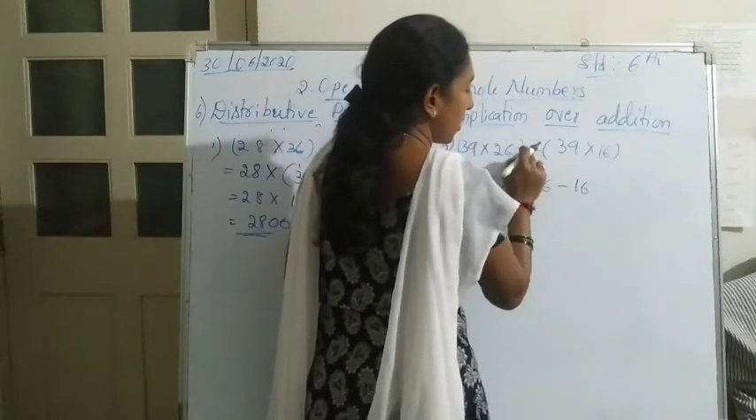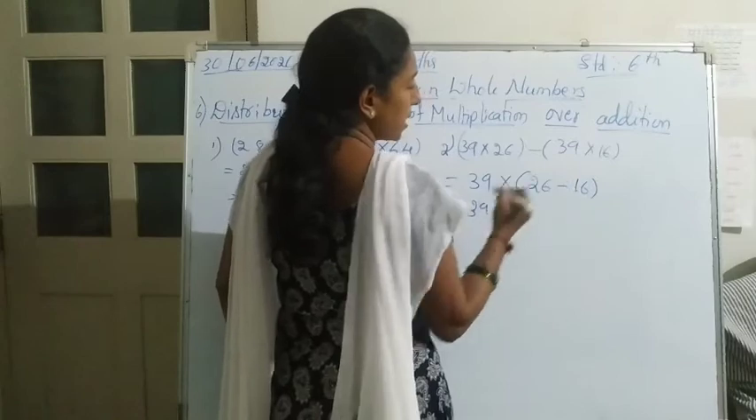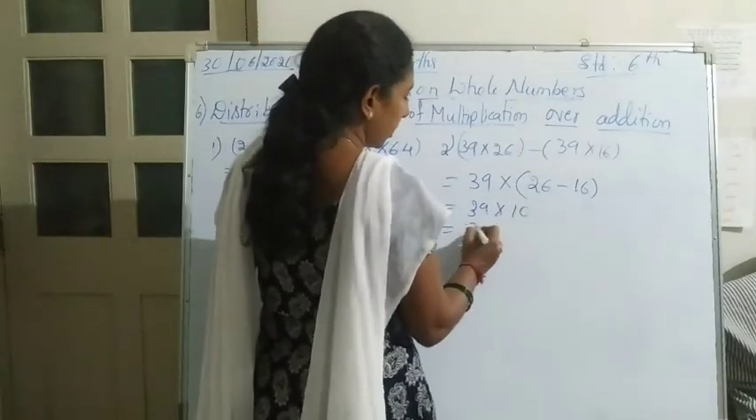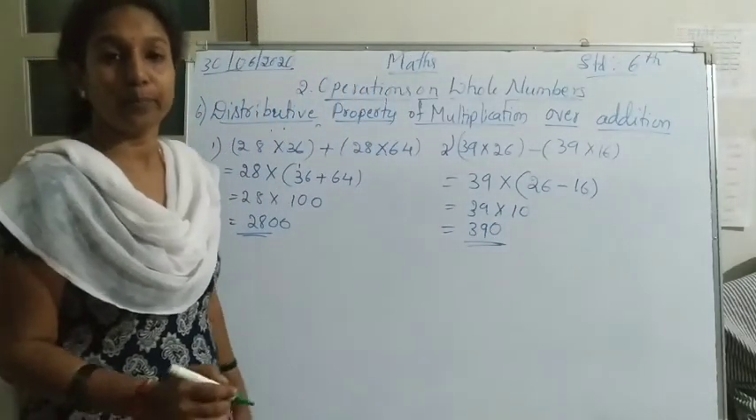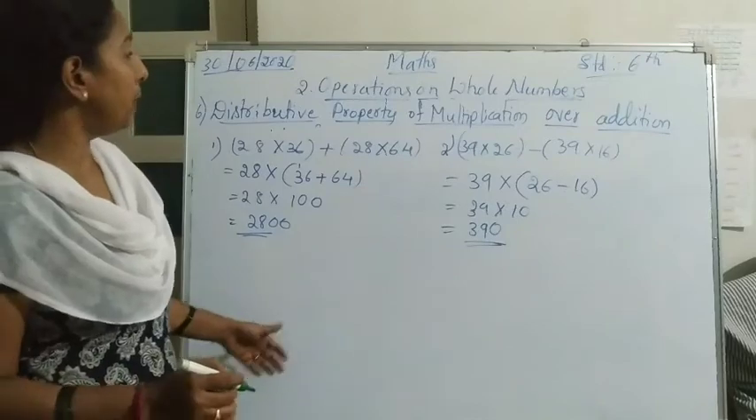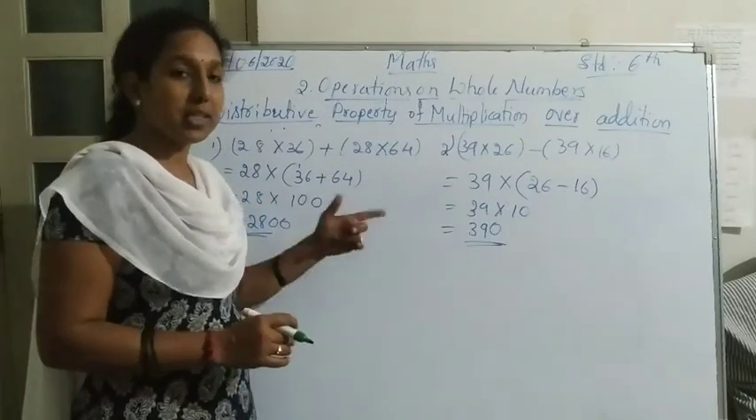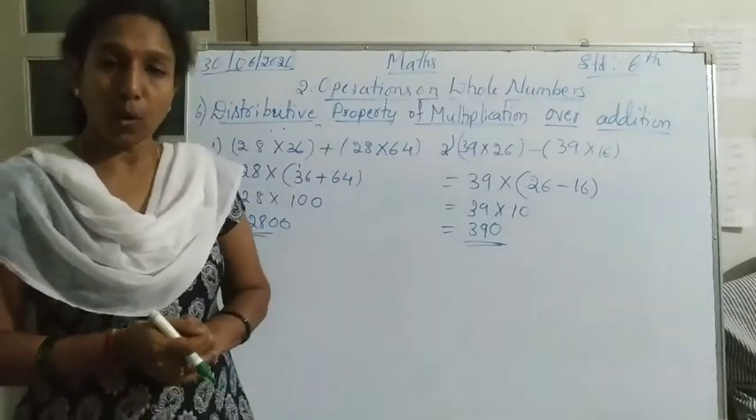Okay, next 39 into (26 minus 16). How much is 26 minus 16? 10. So 39 ones are 39, 0. So the answer is 390. Okay, so this is how we have to use the distributive property of multiplication over addition and subtraction while solving the sums. Okay, I hope you all have understood.